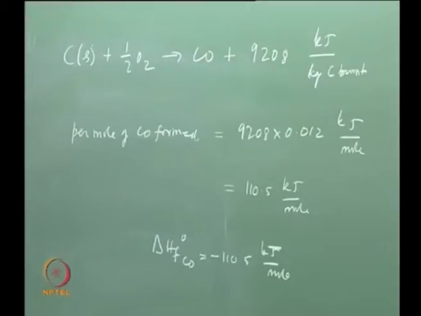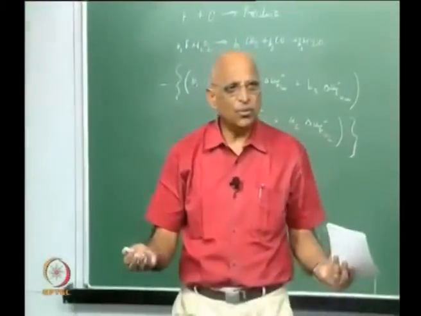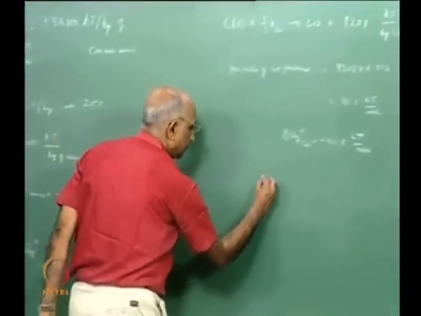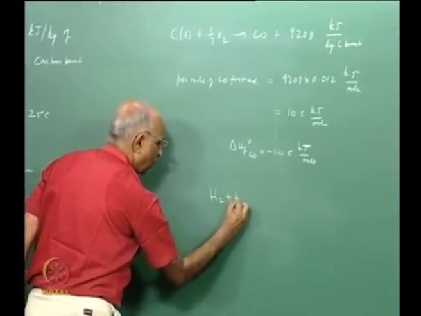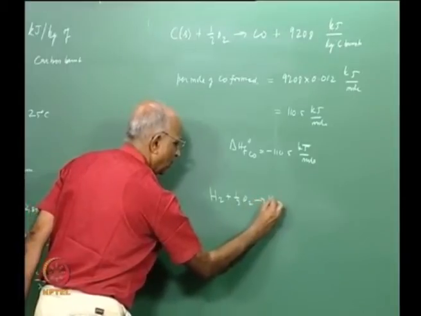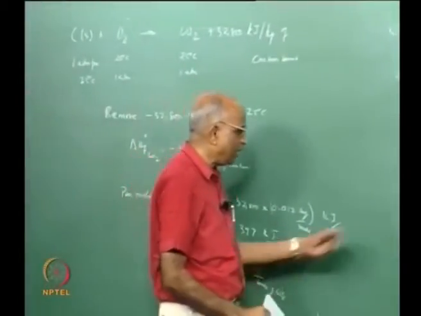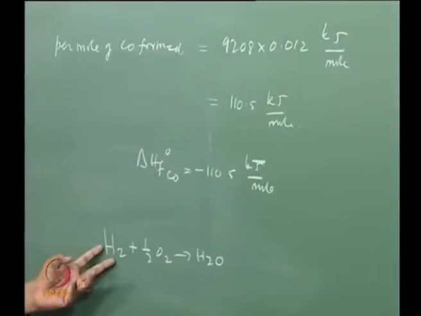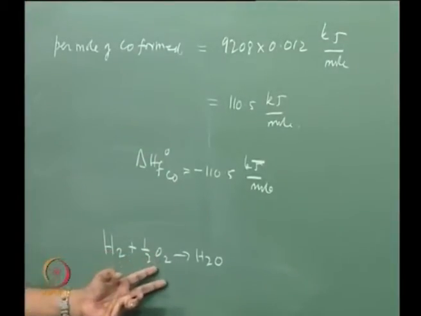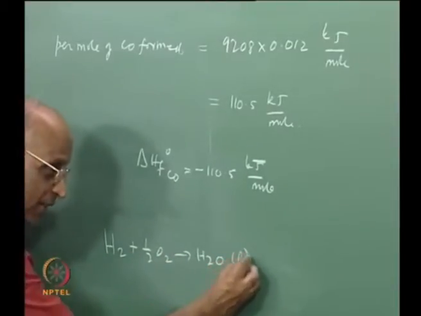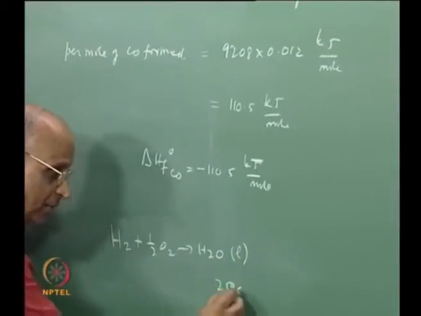This is how hydrogen and oxygen form water. We have hydrogen plus half oxygen giving you H2O. Why I take this example is that hydrogen is an element gas at 25 degrees, oxygen is a gas at 25 degrees, but water should be a liquid at 25 degrees, the same standard condition.